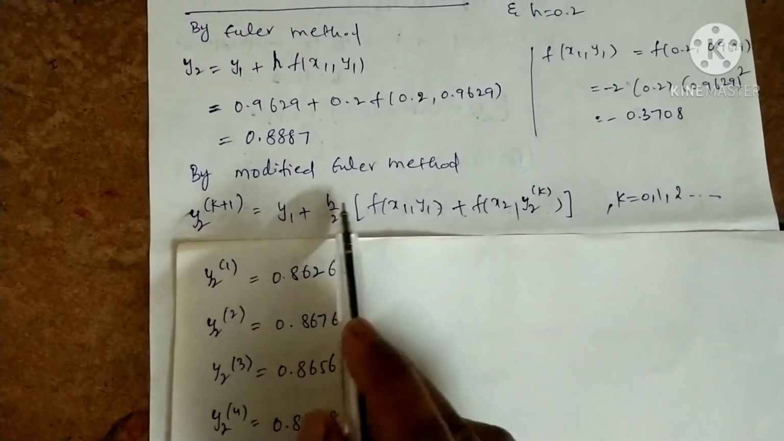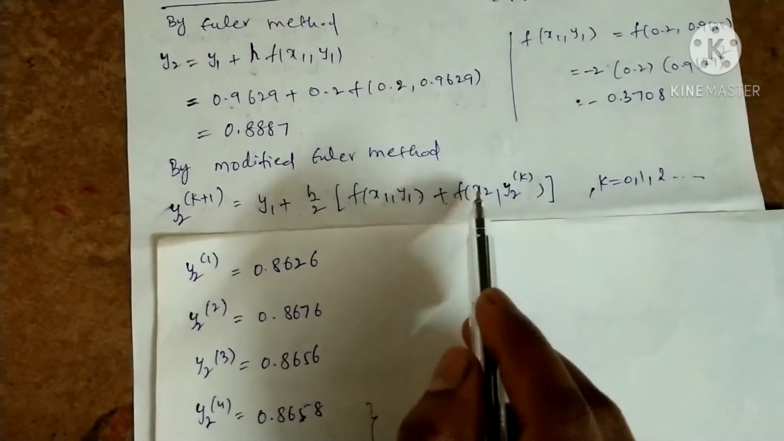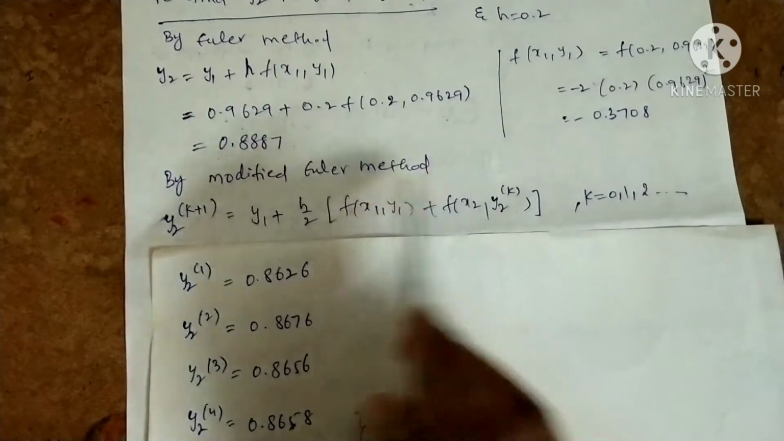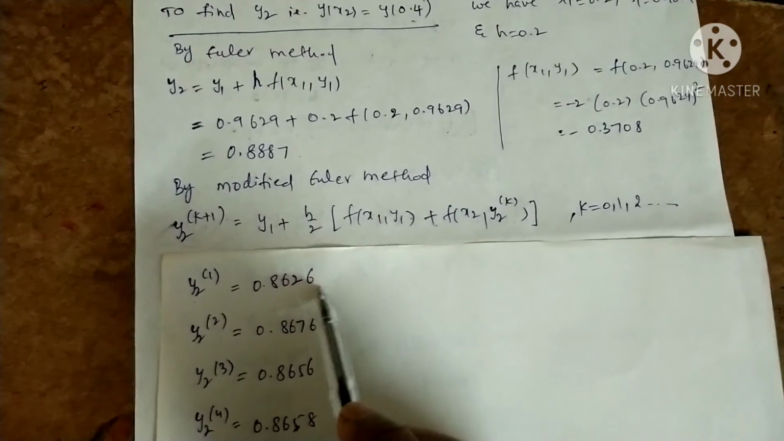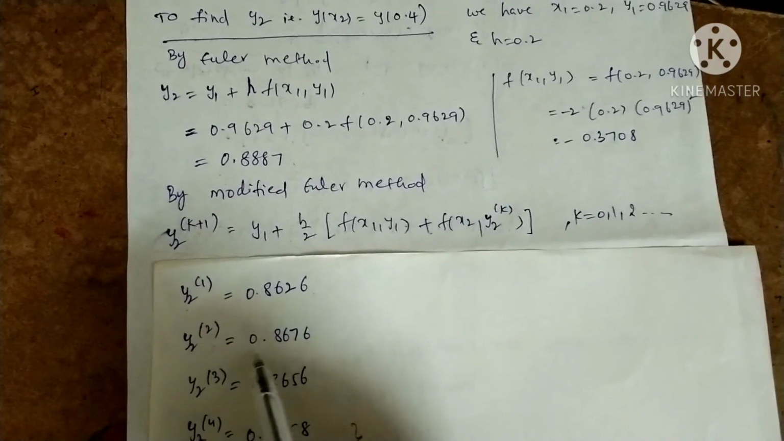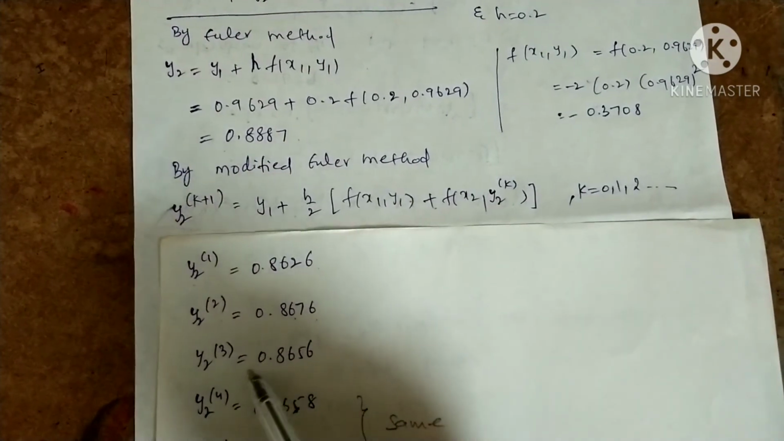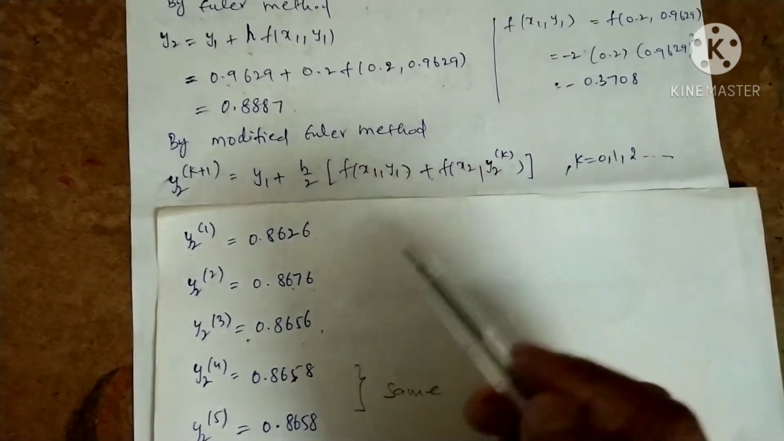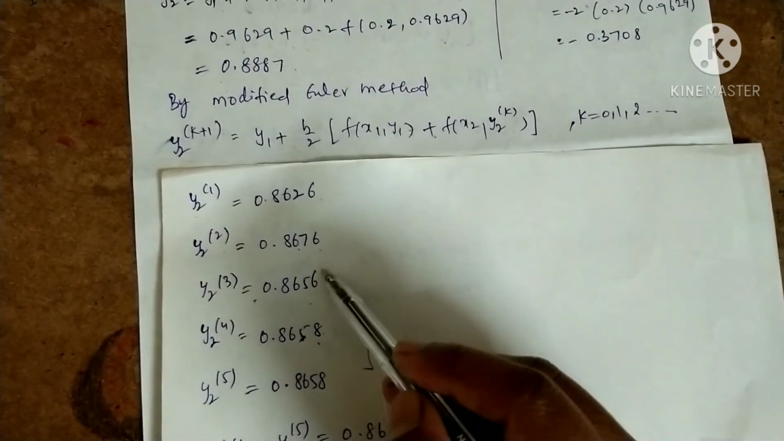Now as we did above, we can put k equal to 0 in this. So y1 is a known value, h is a known value, f of x1, y1 is obtained here, and x2 is nothing but 0.4, and y2^(0) is nothing but our Euler value. By using all this known data, we get the first iteration of y2, which is 0.8626. Now this value can be placed here for k equal to 1, so that the second iteration is obtained as 0.8676. Use this value here to get the third iteration, that is 0.8656. Again we put this third iteration here to get the fourth iteration, that is 0.8658.